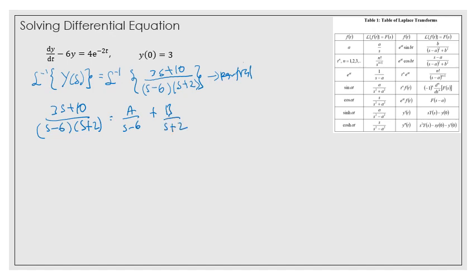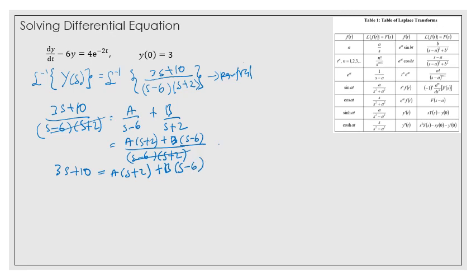So we equate the denominator here. We will have (s − 6)(s + 2). Here A must be multiplied by the other, so we have (s + 2), while for B we multiply by the other side, we have (s − 6). Since we have the same denominator, we can just take the numerator here. We have 3s + 10 equal to A(s + 2) plus B(s − 6).